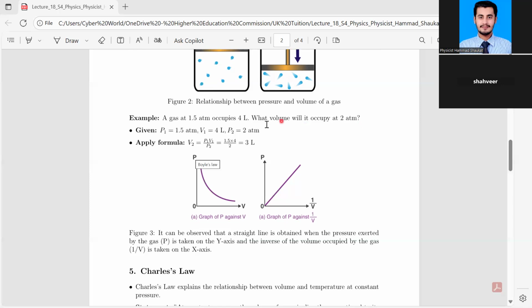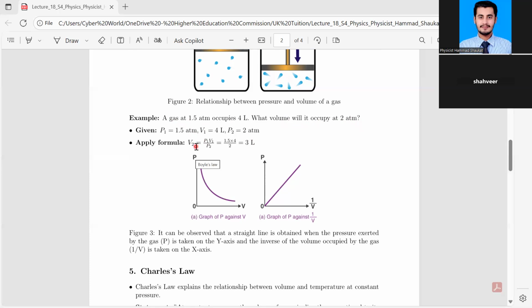So you have to find the final volume. Initial volume is given, which is 4 liters, and you have to find the final volume. It means V1 should be 4 L, and you have to find V2. Initial pressure is given, which is 1.5 atm, and the final pressure is also given, which is 2 atm. So P1 is 1.5 atm and P2 is 2 atm. Can you find V2 easily?